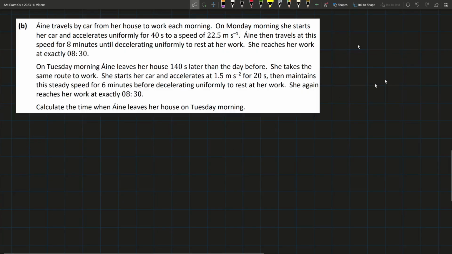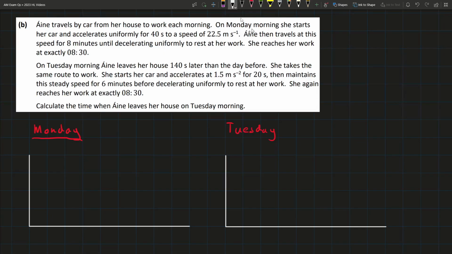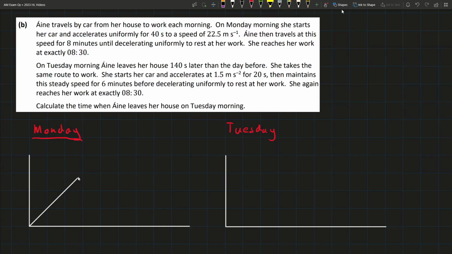So part B was a uniform motion question. It's a pretty long one, so we're going to take it bit by bit and write down each bit of information onto a graph. So we have a Monday and we have a Tuesday. So on Monday morning, she starts her car and accelerates uniformly for 40 seconds to a speed of 22.5 meters per second. So her car starts at rest and speeds up to 22.5. And that takes 40 seconds.